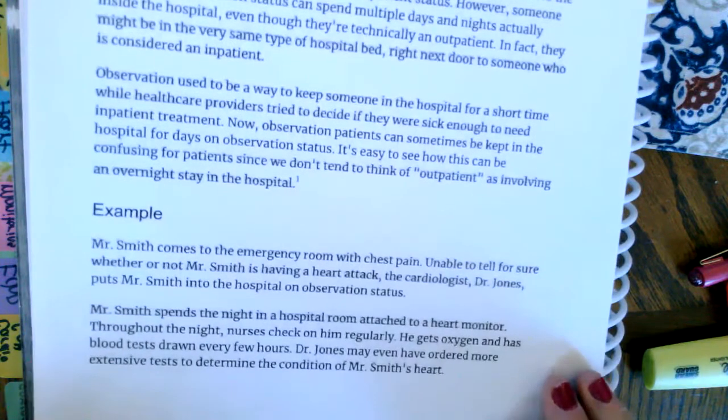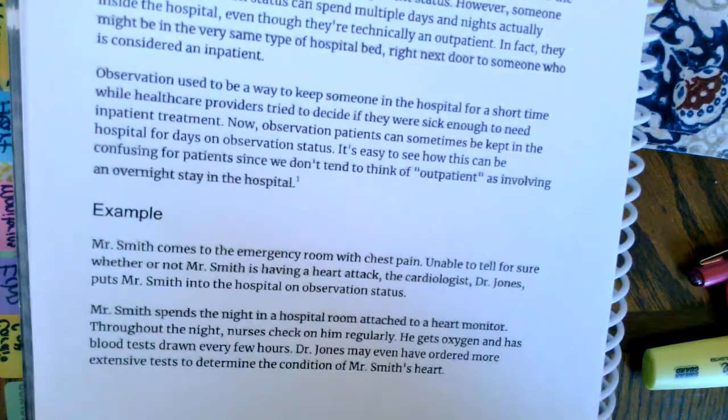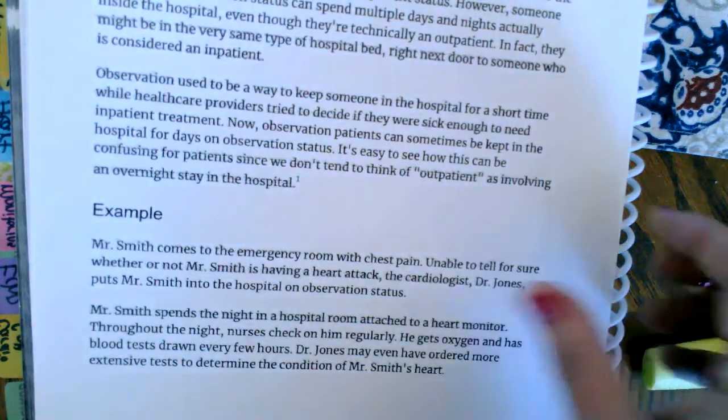So here's an example. Mr. Smith comes to the emergency room with chest pain. Unable to tell for sure whether or not Mr. Smith is having a heart attack, the cardiologist, Dr. Jones, puts Mr. Smith into the hospital on observation status. Mr. Smith spends the night in a hospital room attached to a heart monitor. Throughout the night, nurses check on him regularly. He gets oxygen and has blood tests drawn every few hours. Dr. Jones may even have ordered more extensive tests to determine the condition of Mr. Smith's heart.